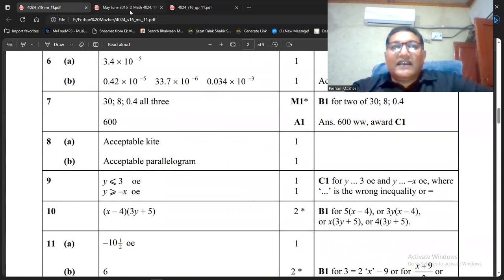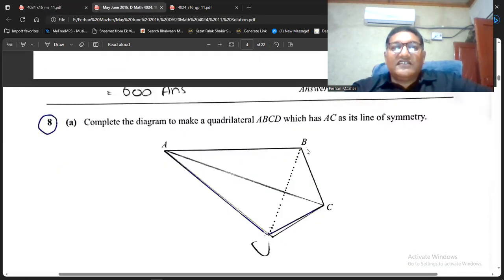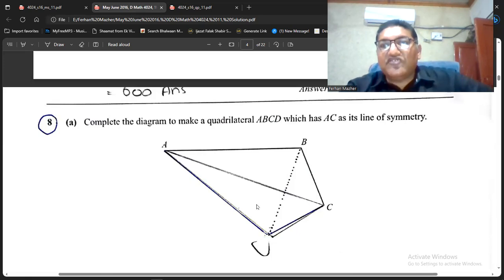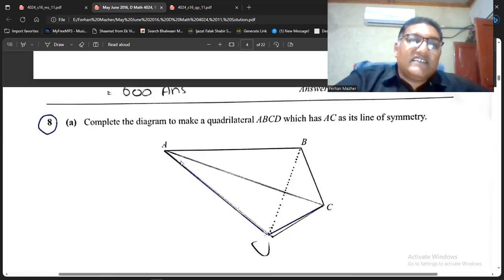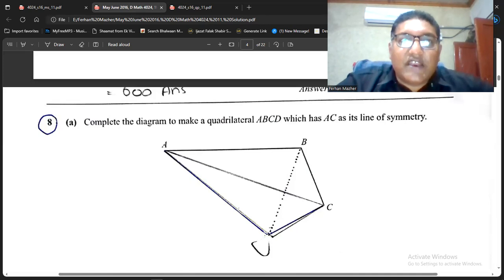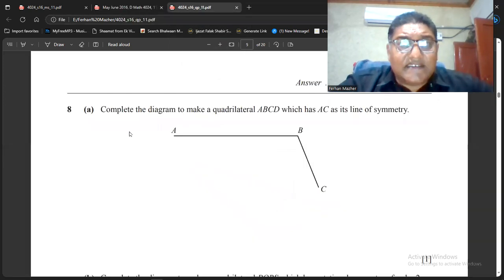Acceptable kites. Yeah, this shape is exactly like a kite. These are the two smaller adjacent sides, which are equal to each other, and these are the two longer adjacent sides, which are equal to each other. This is a kite, sir.